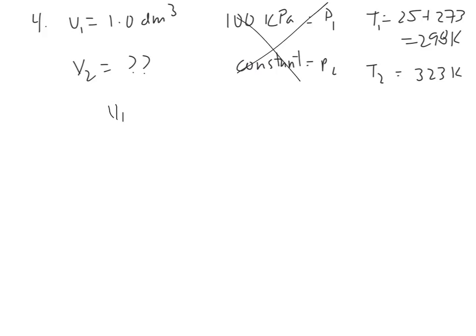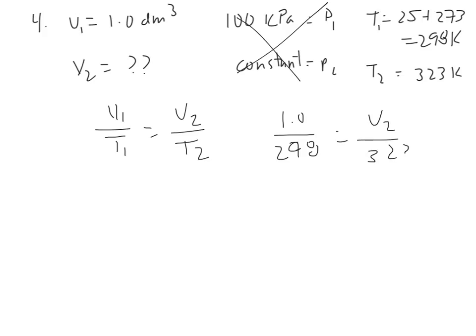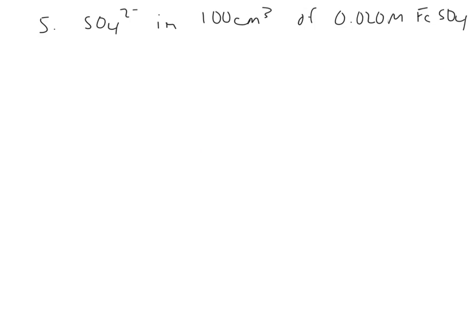Either way, you've got V1 over T1 should be equal to V2 over T2, and that would be 1 decimeter cubed over the 273, or 298, I'm sorry, should be equal to my new volume over 323. And when I solve for V2, I'm getting a volume of 1.1, and that would also be decimeters cubed, which matches with C.